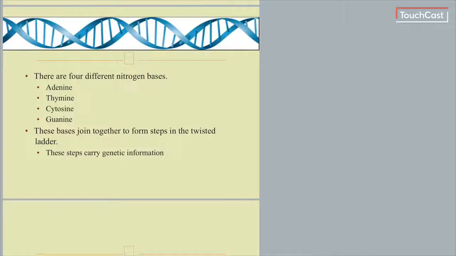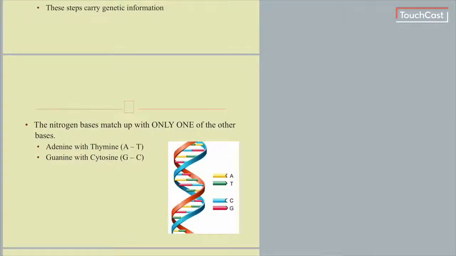So, though we have 4 different nitrogen bases, each nitrogen base can only pair with one other base. So adenine (A) can only pair with thymine (T), and guanine (G) can only pair with cytosine (C). And an easy way to remember this is that C and G are both curved. And so the 2 curved letters are always going to match together.